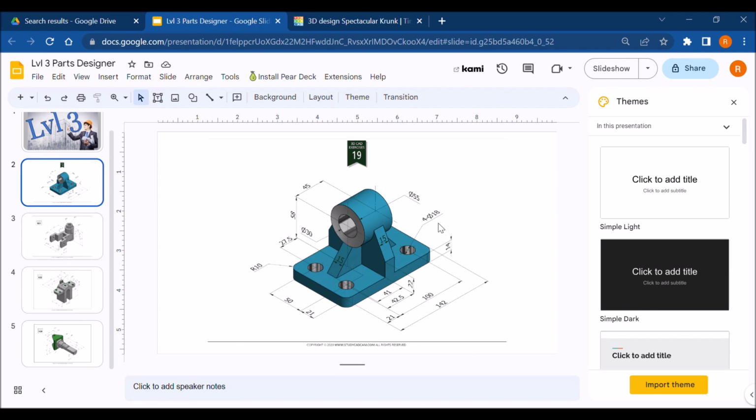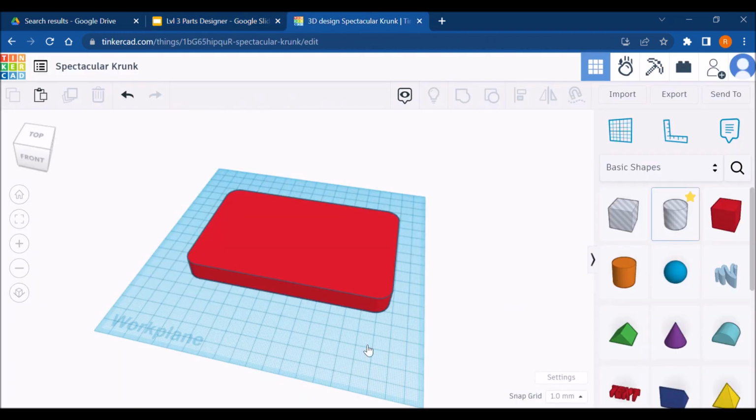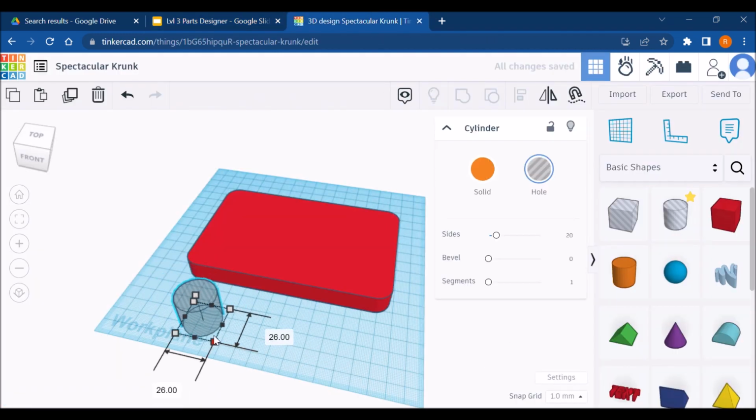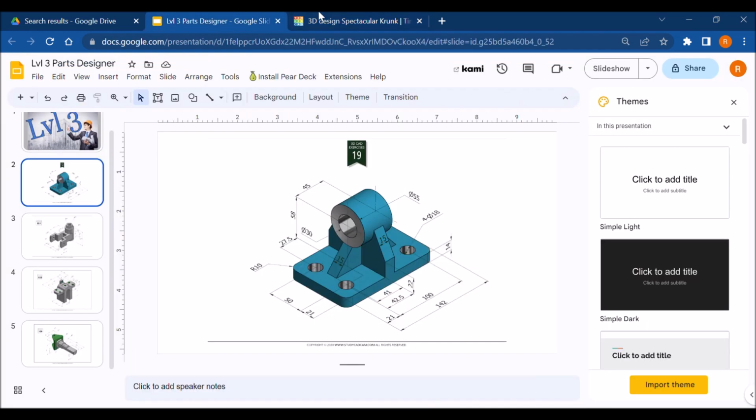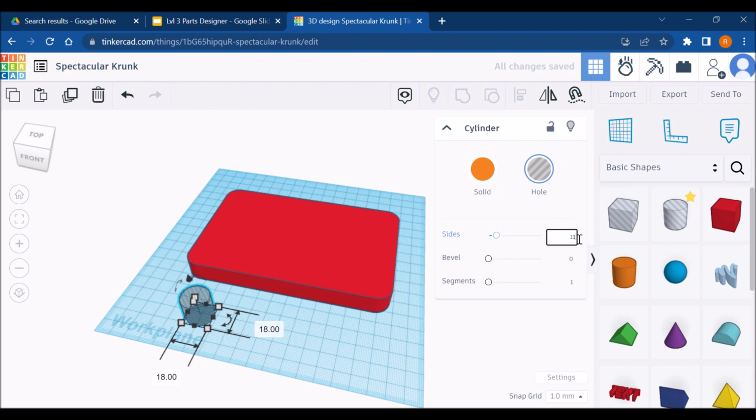Next, we're going to make these holes. These holes have a diameter of 18. All four holes have a diameter of 18. Let's just deal with these first two. These first two are 100 millimeters away from each other, measured by their centers. So we're going to start by making this guy 18, right? That's what it was supposed to be, yes. Crank those sides up to 64.